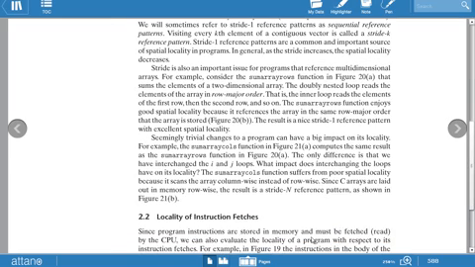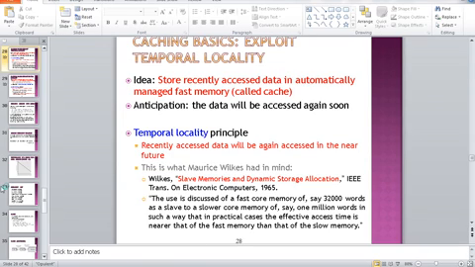Next is the locality of instruction fetches. I will discuss this, but first of all, let's take a 5 to 10 minute break and then come back, starting with the same topic, cache basics: how to exploit temporal locality.